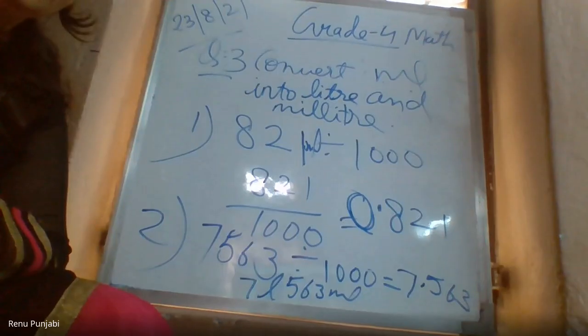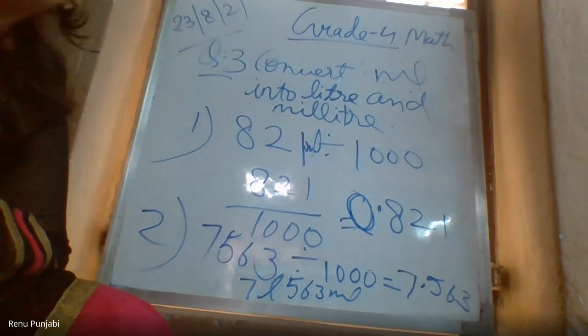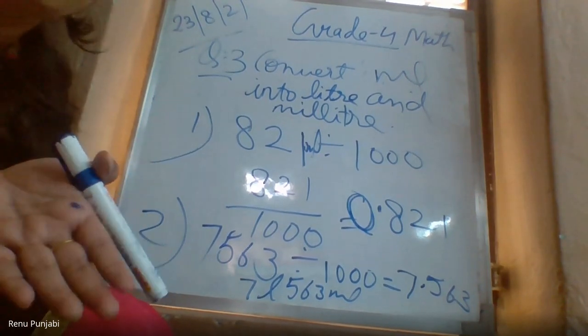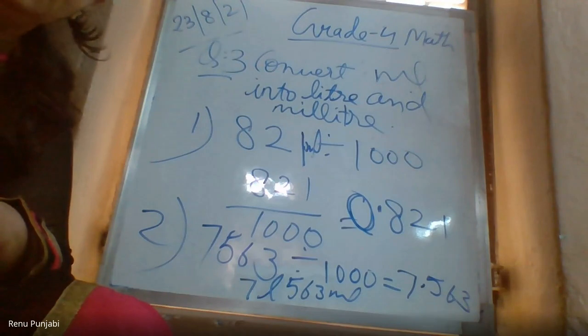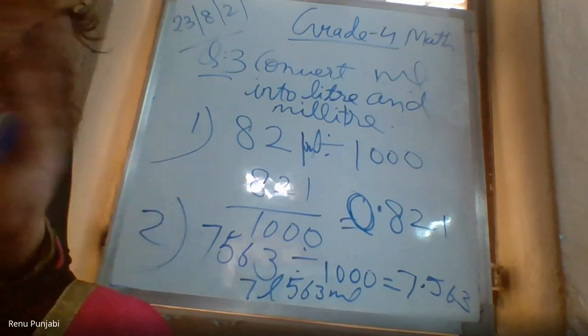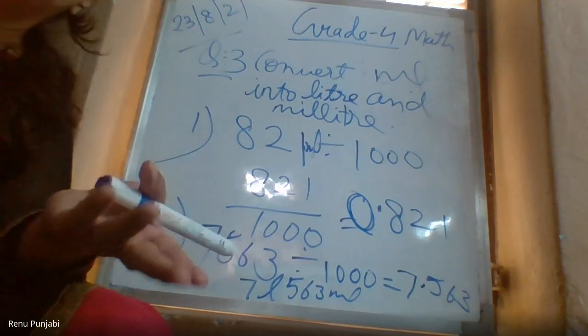Ma'am, 7 liter is equal to 7,000 milliliter. But Ma'am, here you don't have 7 liter. Here you have milliliters. If you have 7,000 milliliters, how will you convert it into liter? Okay, ma'am. I have 12,000 milliliter is equal to 12 liter.